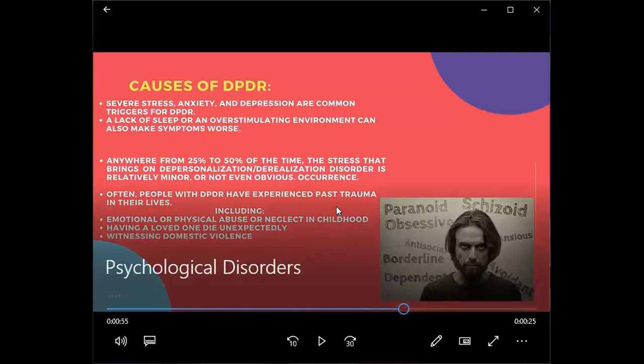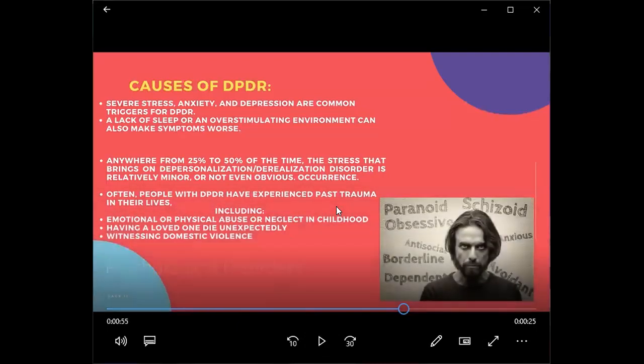So some of the causes of DPDR: severe stress, anxiety, like what I experienced, and depression can also trigger DPDR as a way for the brain to cope with what has happened in the past or what is occurring in the future. A lack of sleep or an overstimulating environment like work or school can also make the symptoms worse.